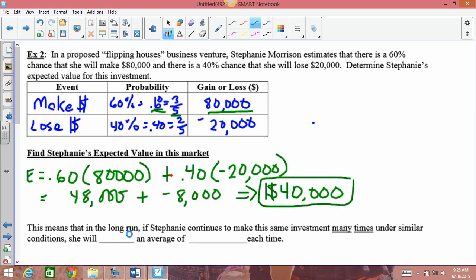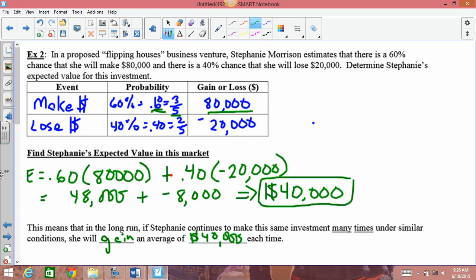This means that in the long run, because expectation is a long-term average, with her flipping houses and the market staying under these exact same conditions. So if Stephanie continues to make this same investment many times, not just one time, not just 2 times, not even 5 times, many times, under similar conditions, meaning the market's going to stay the same, she will be expected to gain, because this number is positive. If it were negative, we'd say lose. An average of, in this case, $40,000.